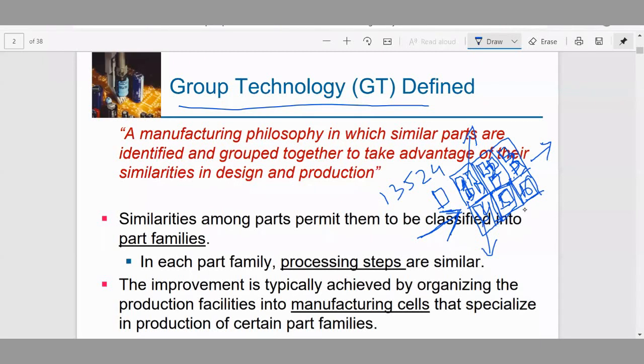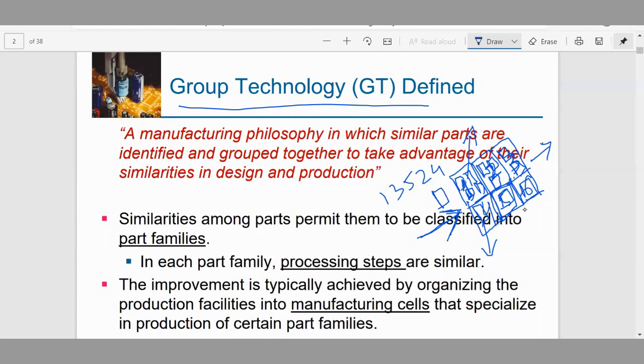So this is called group technology. The definition is a manufacturing philosophy in which similar parts are identified first and grouped together to take advantage of their similarities in design and production. First of all, you need to identify the similar parts on the basis of design and production. The design is similar, their production is similar. So we need to find the groups. And then we will take advantage of their similarities.